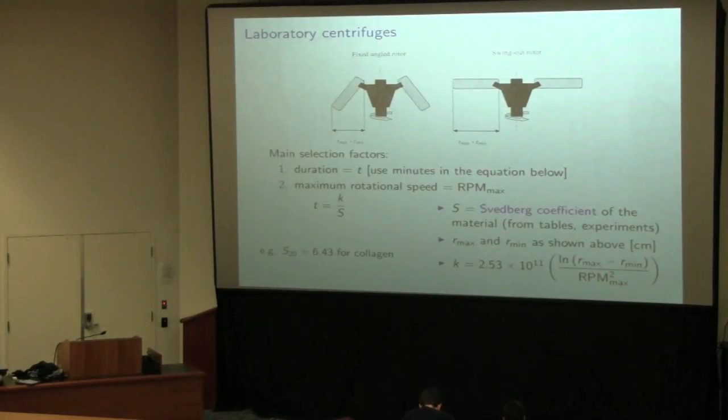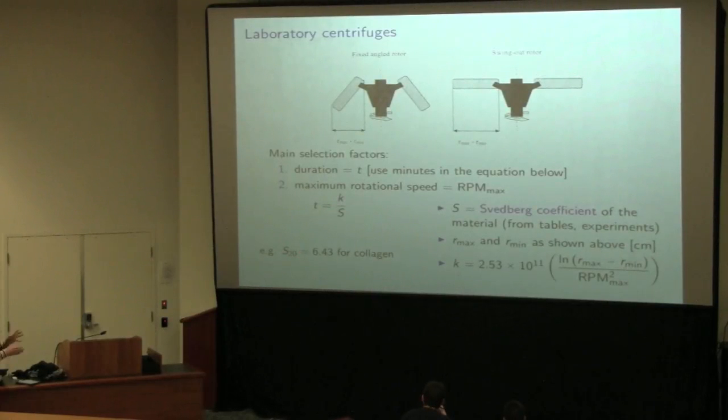The S is called the Svedberg constant, or coefficient, and that's dependent on the material itself and is found from experiments. It's also obviously a function of temperature. Centrifuging at higher temperatures lowers the viscosity, which, as we'll see in the theoretical derivation coming up next, is going to change the speed of your centrifuge. So S is an empirically derived coefficient, K is a constant calculated from the geometry and the speed that you've selected, and the ratio of K and S will give you an estimate of the time in minutes that you use. Here's a value of S, for example, at 20 degrees for collagen: 6.43.